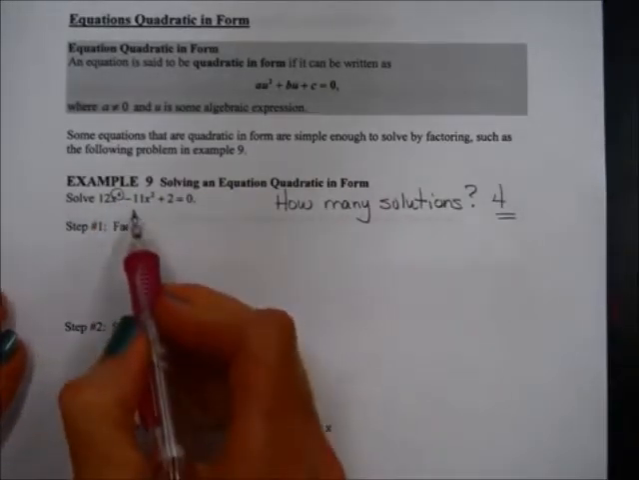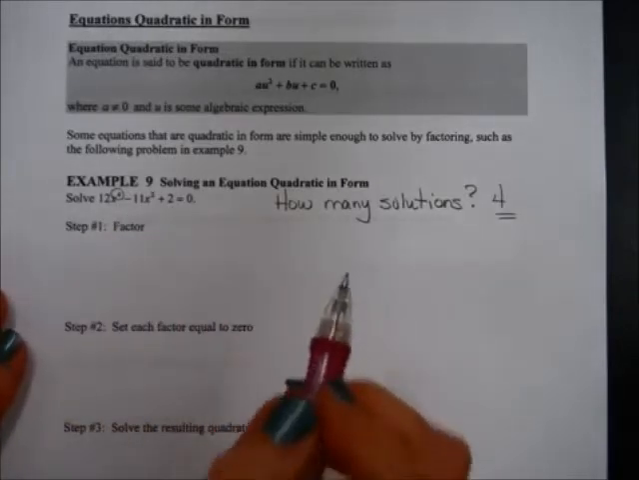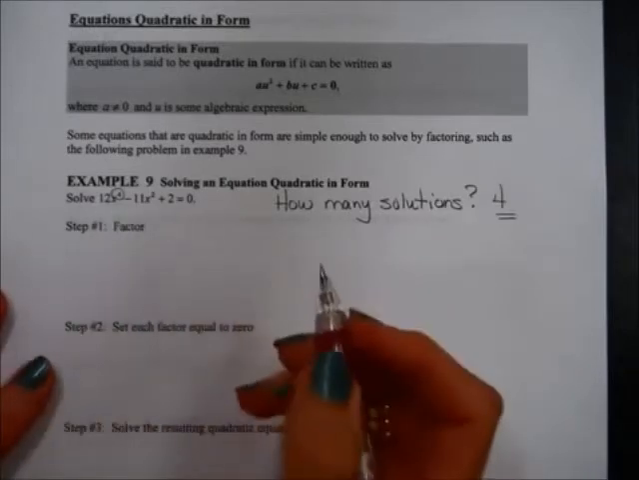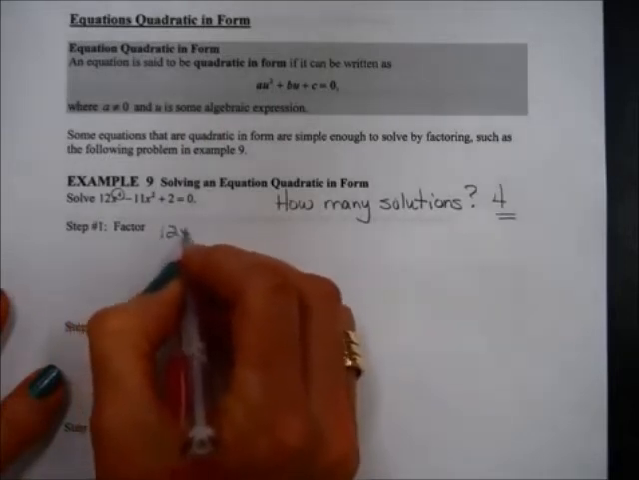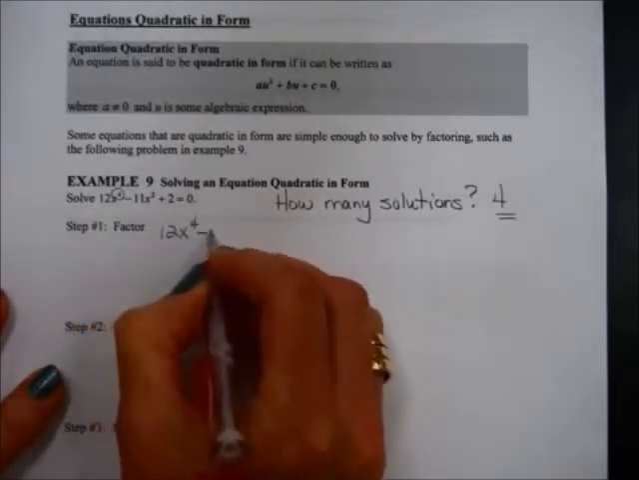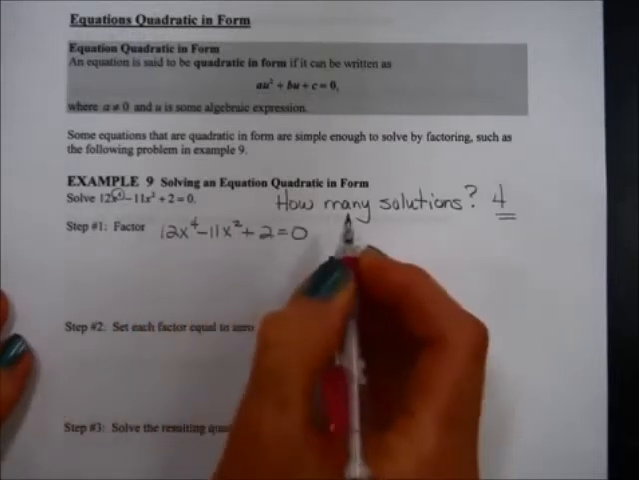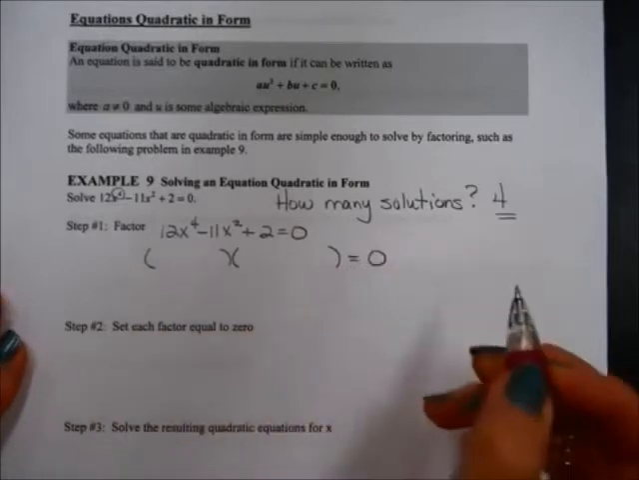Now, I would suggest that you factor this polynomial. The ones that you are given in this course will all be able to factor. So remember, when you're factoring, 12x to the fourth minus 11x squared plus 2 is equal to 0. You're trying to unfold it.